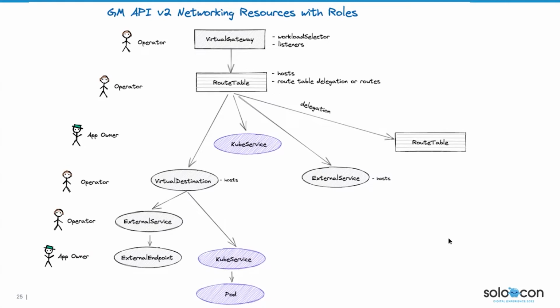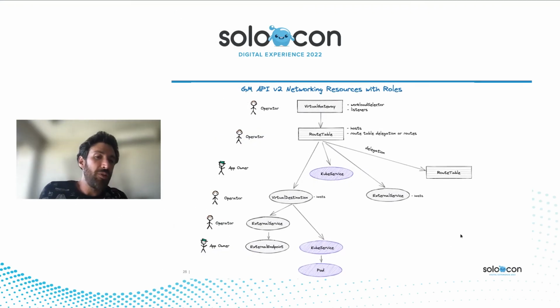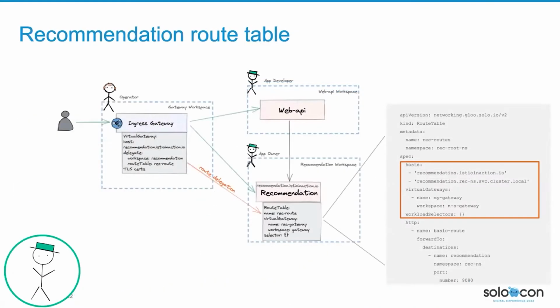However, route tables can also delegate to other route tables, which means that an operator can take all traffic on a particular path or matching a particular header or on a particular domain and logically forward that traffic into a workspace where the application owners can actually decide where the traffic should be routed within the workspace.